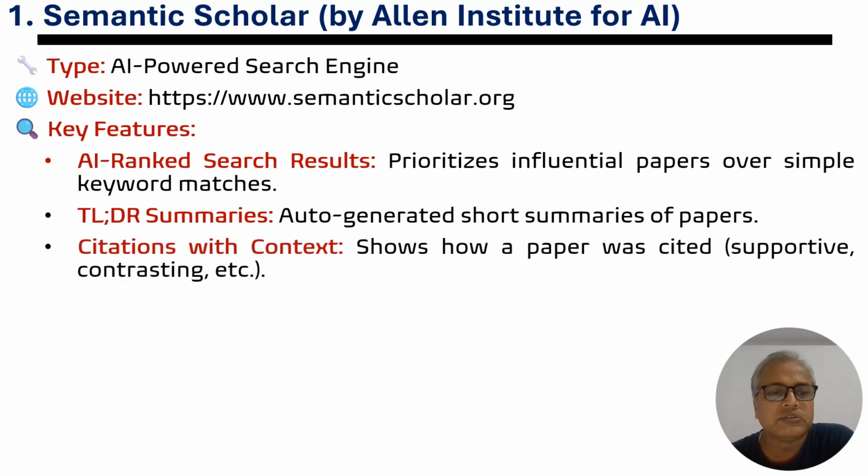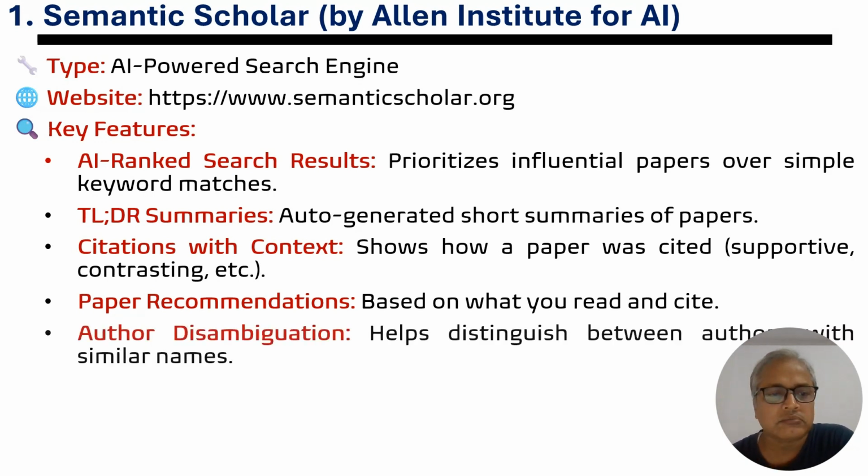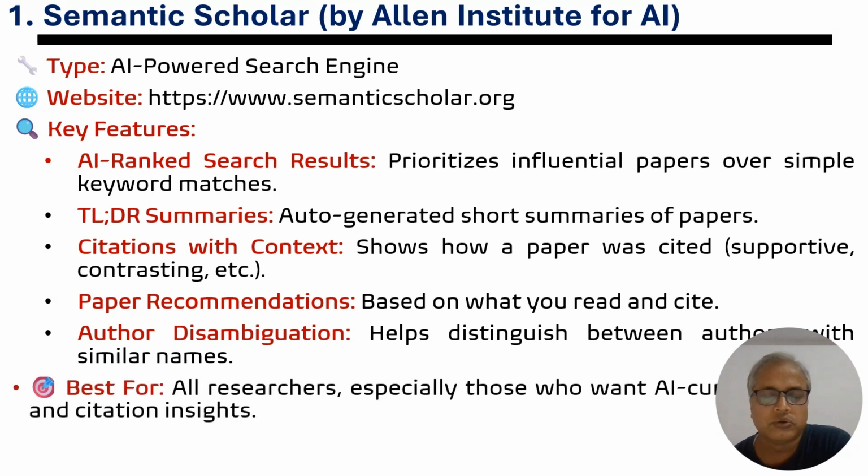It also gives us citations with context, showing how papers were cited, whether supportive or contrasting. Then it gives us recommended papers: whenever I search for certain things, it gives recommended papers based on whatever we read or search. And then author disambiguation, which helps distinguish between authors with similar names, so you can sort on the basis of different features. This is best for all researchers, especially for AI comparison and citation insights.